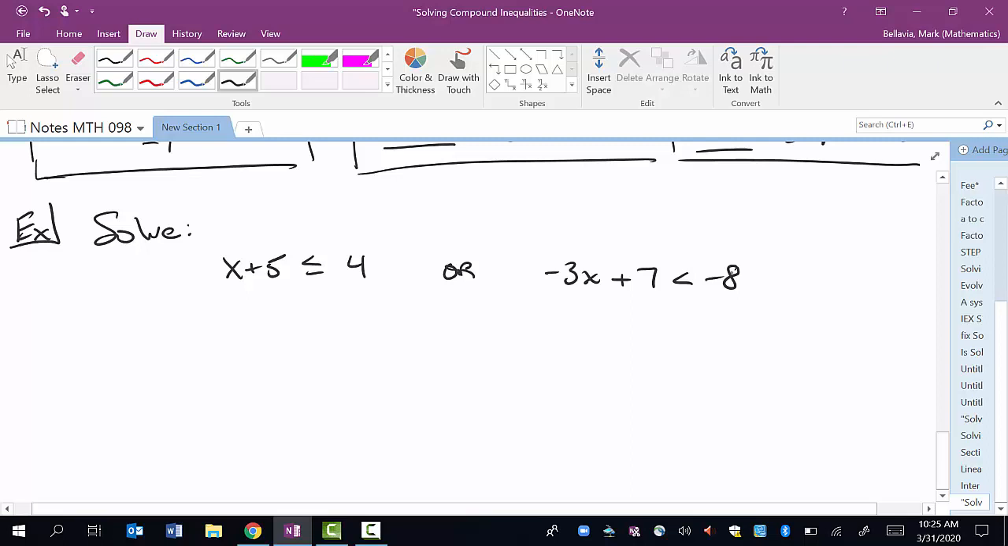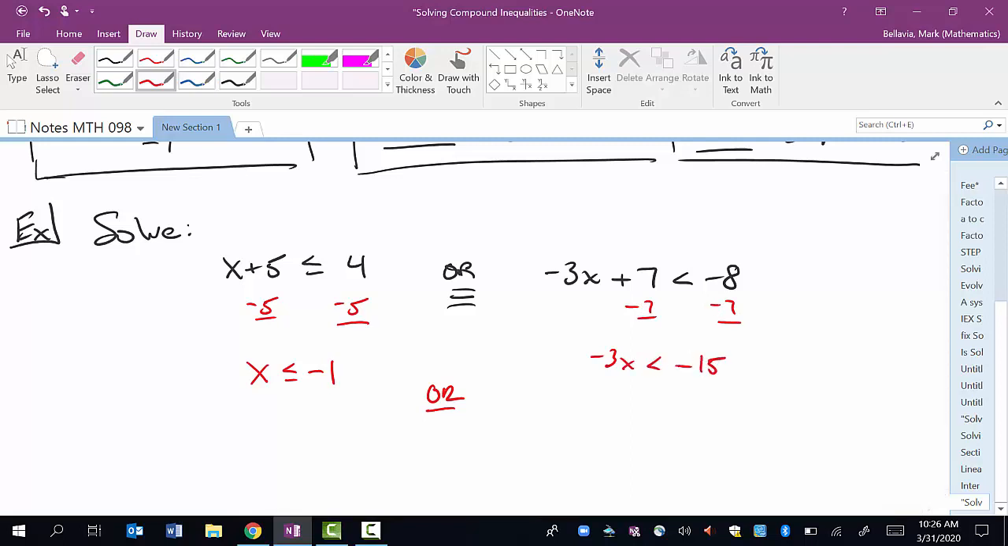First off, the key thing to notice right away is that the word or is what we're looking at. Or means you want everything that's part of either of the solutions in your final answer. So if I have x plus 5 is less than or equal to 4, here I will subtract 5 from each side to solve the first inequality. I get x is less than or equal to 4 minus 5, which is negative 1. Or, solving this one, we'll subtract 7 from each side. I have negative 3x is less than negative 8 minus 7, which is negative 15.